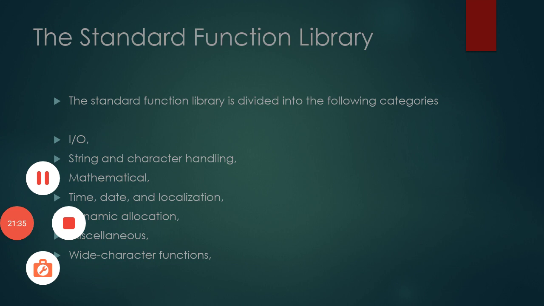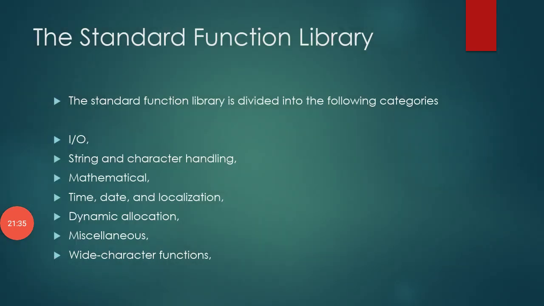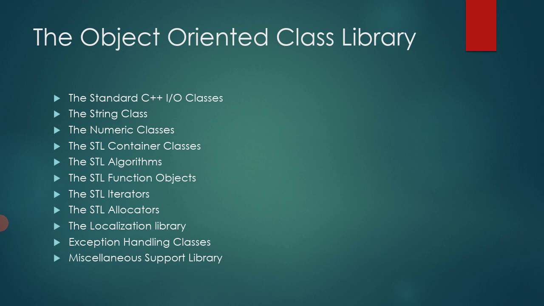Now the next category is object oriented class library. As I have already told you, in the object oriented class library, when we have to use functions related to class, inheritance, polymorphism, all the advanced concepts, in that case we have to make use of this library, that is object oriented class library. In this we have standard C++ input output classes. These are built-in classes and we can simply use them. Next are string classes, numeric classes, STL container classes. STL stands for standard template library.